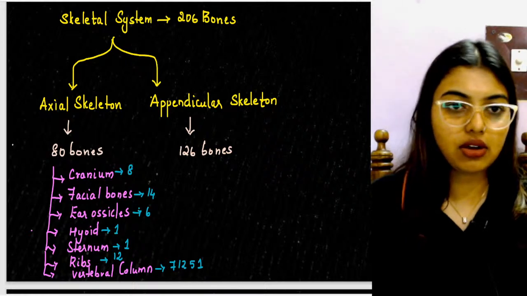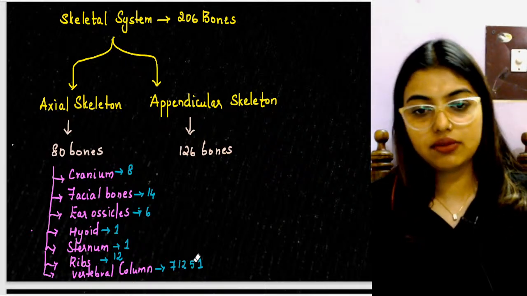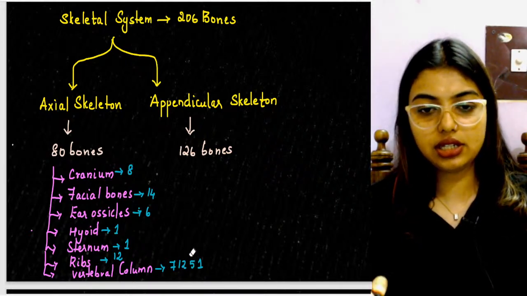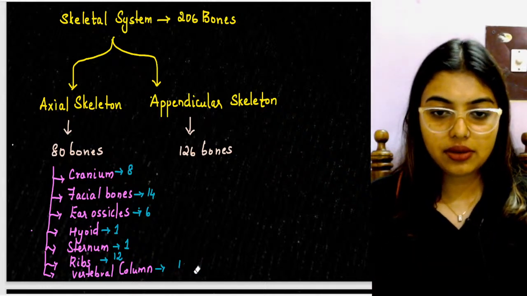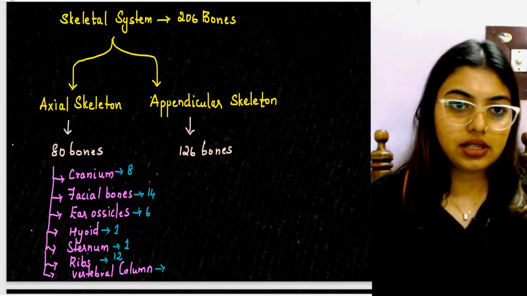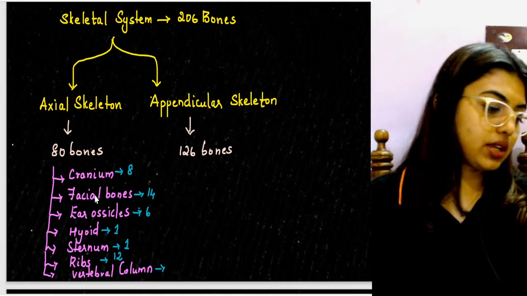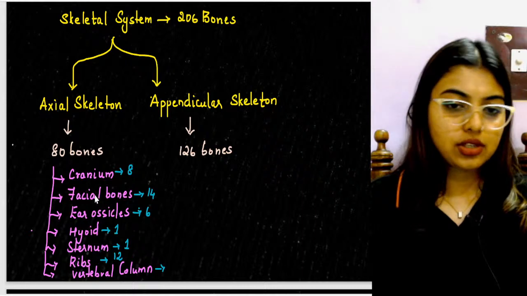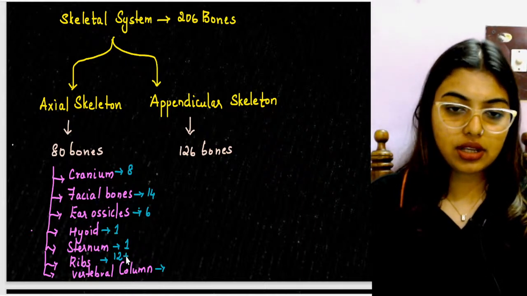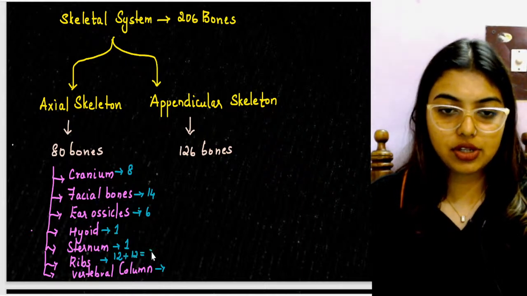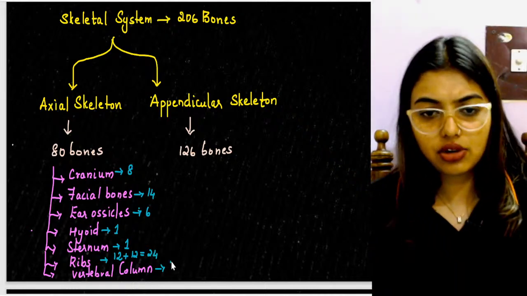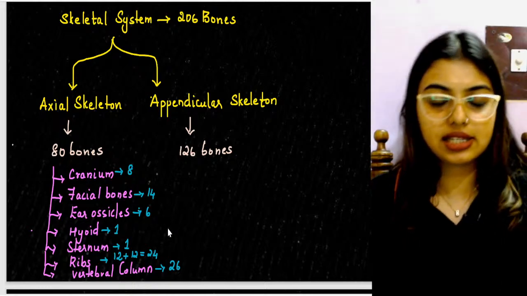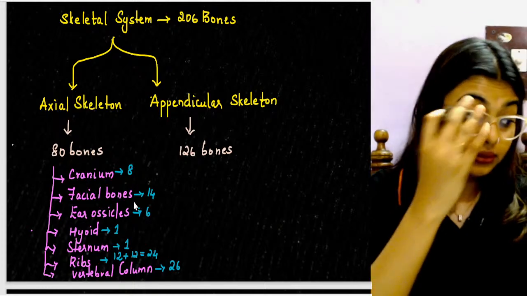So it is going to make around 25, 26 bones. Okay, so 24 ribs, that is 12 plus 12, or 12 pairs you can write. This is going to be 26 bones. Done.